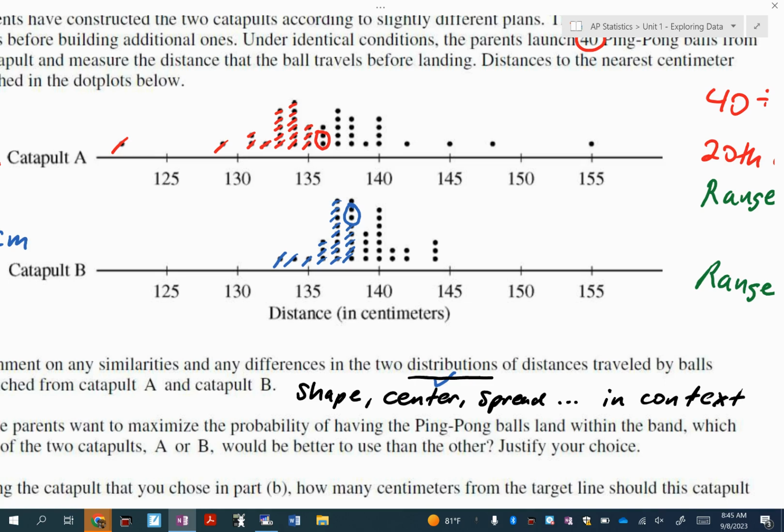Give it a shot. Yeah, Taylor, go. What you got? I think B, because they have possible outliers, which means they can win either less or more.